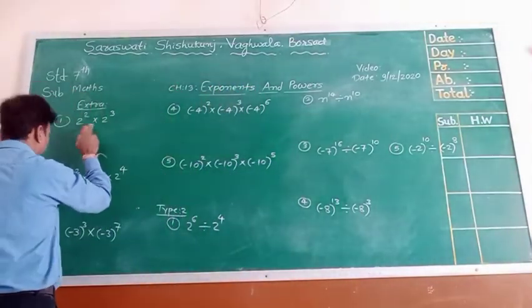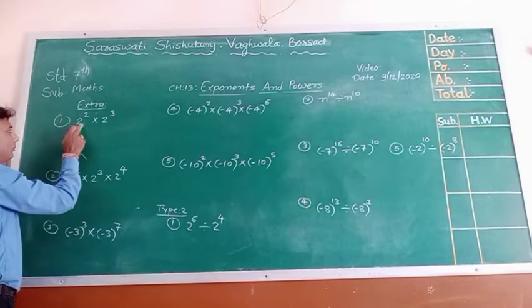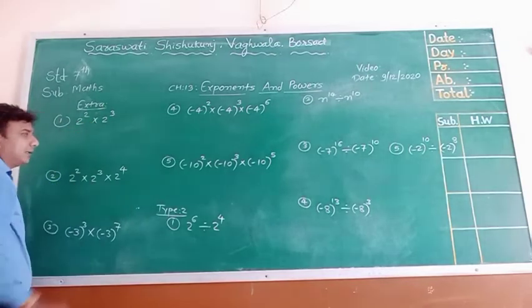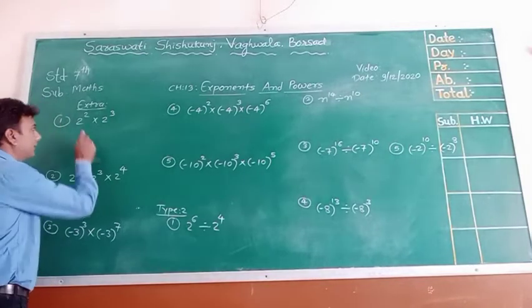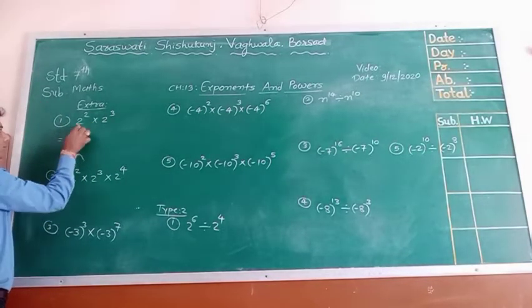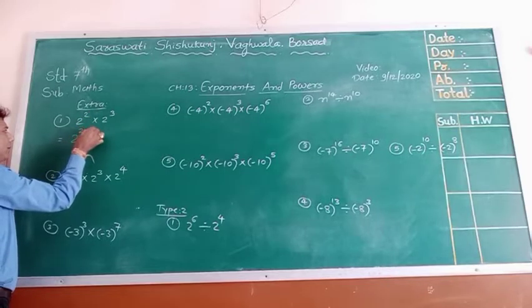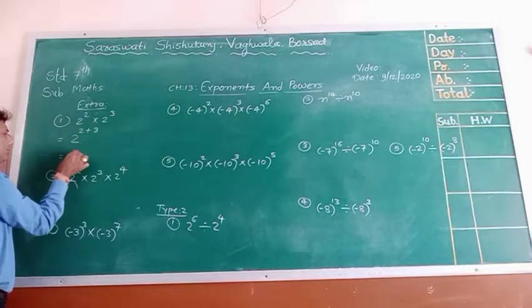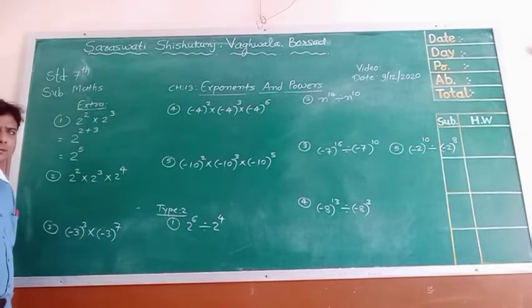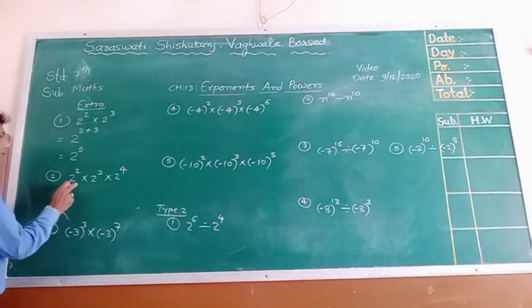Here we can observe both have same base, 2, 2, and the relation is multiplication. So we have to apply the first number rule here. Same base, multiplication, sum of their powers. This 2 and sum of their powers, 2 plus 3, 3 plus 2, 5. Is it clear?